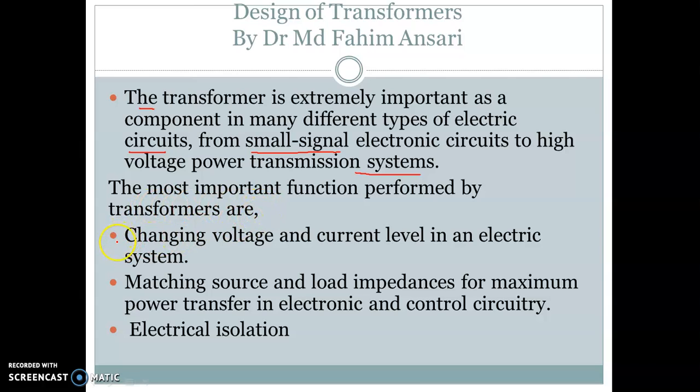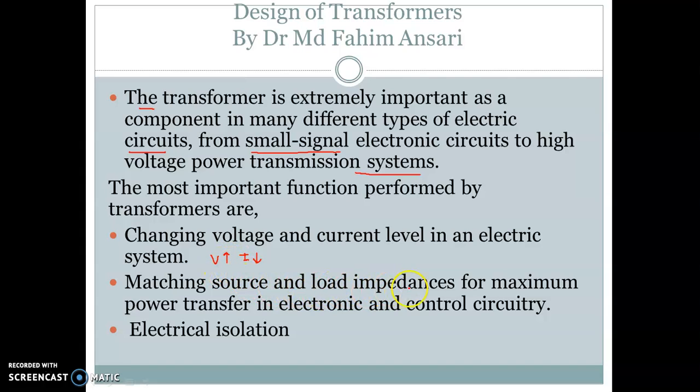These are the most important functions that a transformer performs: changing voltage and current level in an electric system. Changing voltage level means that if voltage is increased, current will decrease. So when the transformer changes the voltage level, the current is also changed.